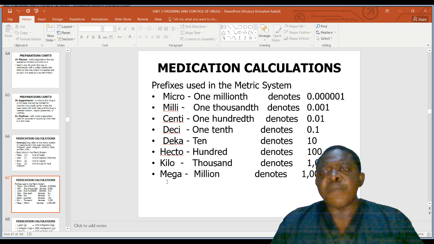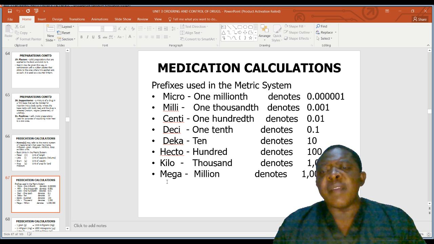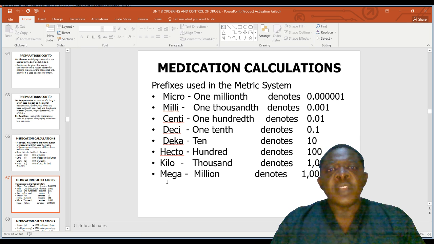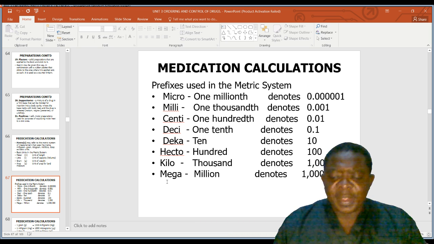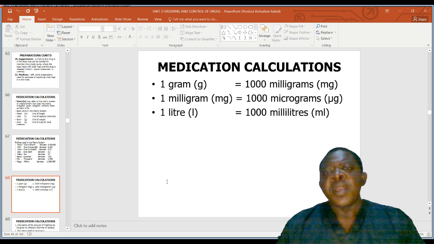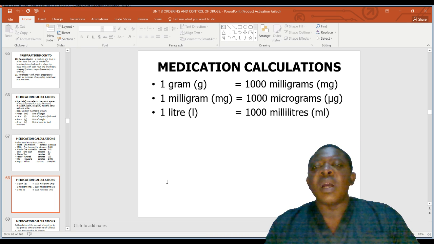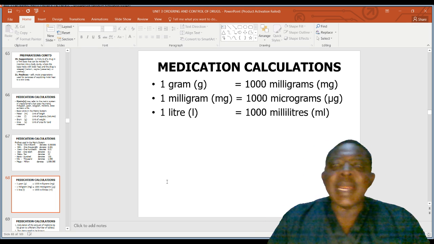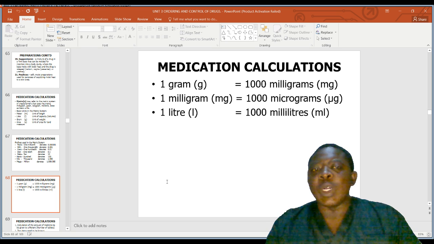From micro it was 0 point something, and then with mega, you find that now the zeros are in front. It's important so that you can do the conversion if things within your calculations are not in the same unit. In medication calculations also, 1 gram is equal to 1000 milligrams, and 1 milligram is equal to 1000 micrograms.